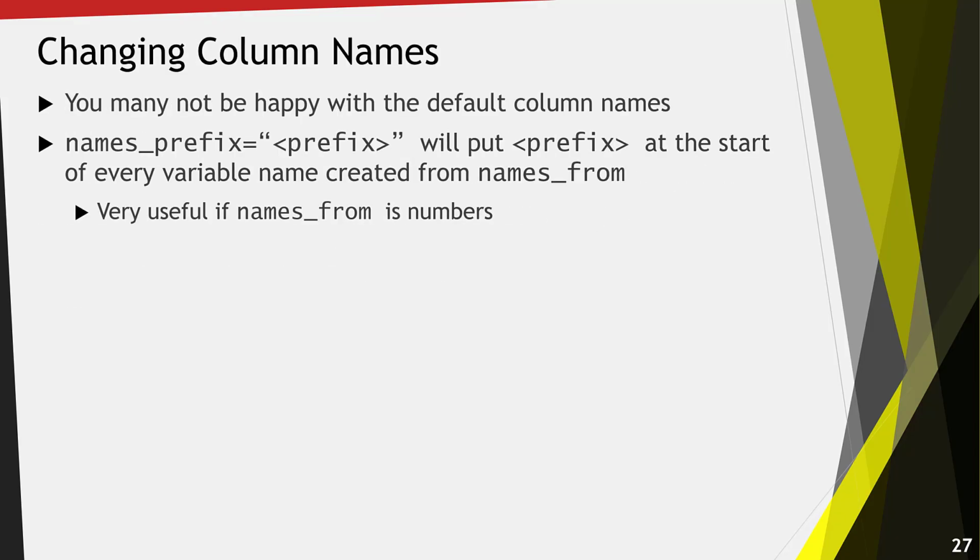You might also not be happy with the default column names. Remember, R is just going to look in the names_from column and construct column names from the values in that column. You can use the names_prefix option to put some text at the start of every variable name before R starts using the value from the names_from column. This names_prefix option is very useful if your names_from column contains numbers, for example, years, because it can be very tricky in R to deal with variable names that are just numbers. Adding that little bit of text beforehand can make it easier to deal with those variable names.